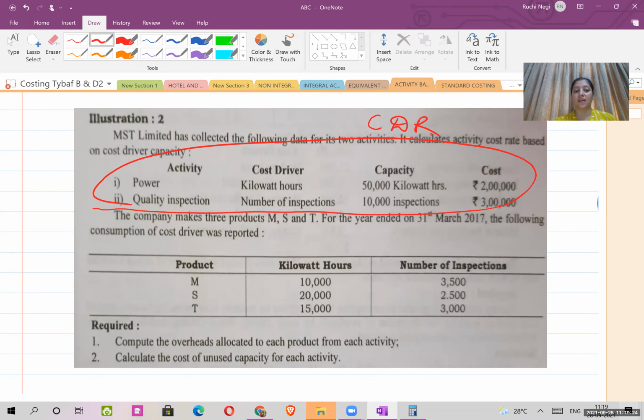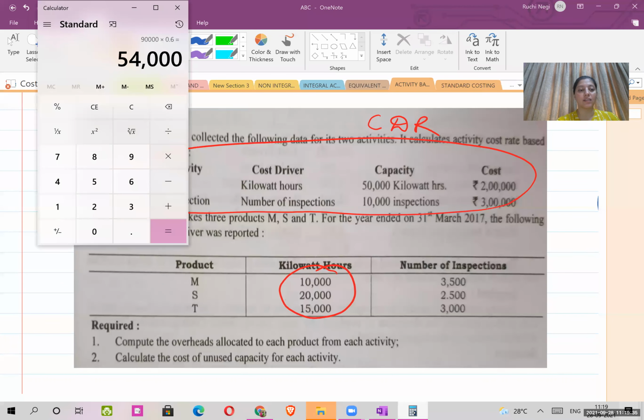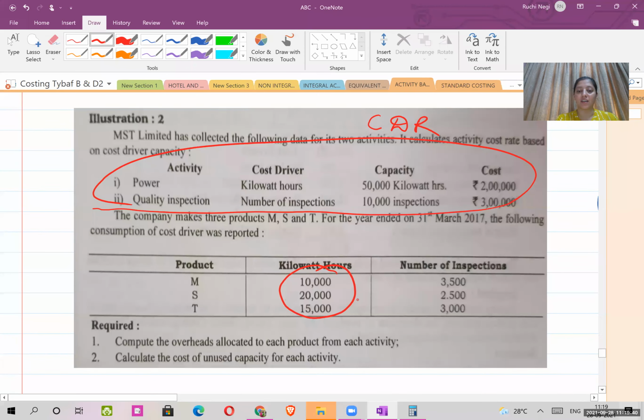The following consumption of cost driver was reported. So the individual cost consumption is also reported. Ye raha. Okay, 10, 20 and 15. So let me total this. 10 and 20 is 30, 30 and 15. So is how much? 45,000. So total consumption of kilowatts is how much? 45. और इधर कितना दिया है? इधर 50 दिया है और नीचे कितना दिया है? 45 दिया है. It should be same na, but it is not same.